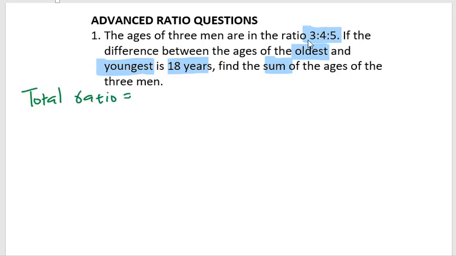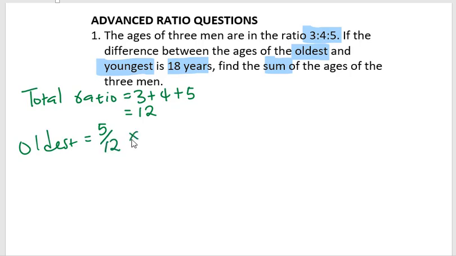Total ratio is this. So 3 plus 4 plus 5. 3 plus 4 is 7, and add it to 5, that is 12. Now we fix the total ratio. Now let's solve for the oldest. So oldest is equal to, the ratio of the oldest is 5. 5 over 12 multiplied by, okay, I think we need to fix something.